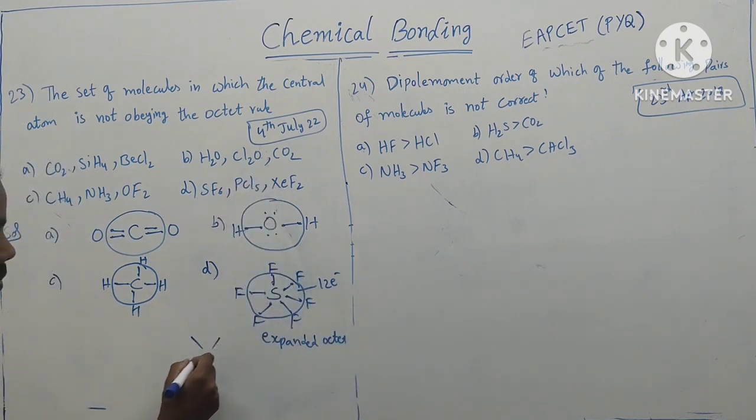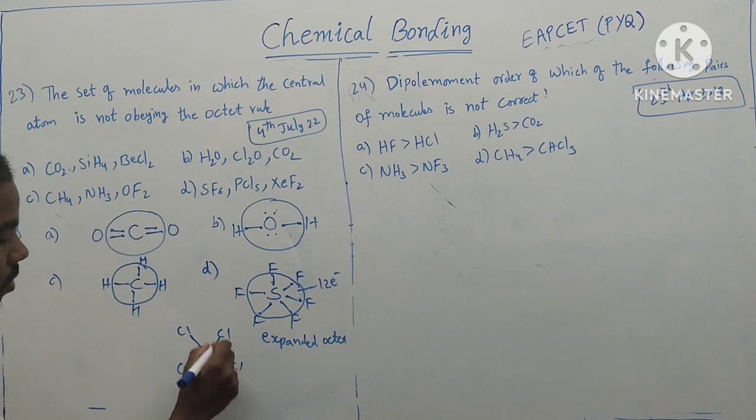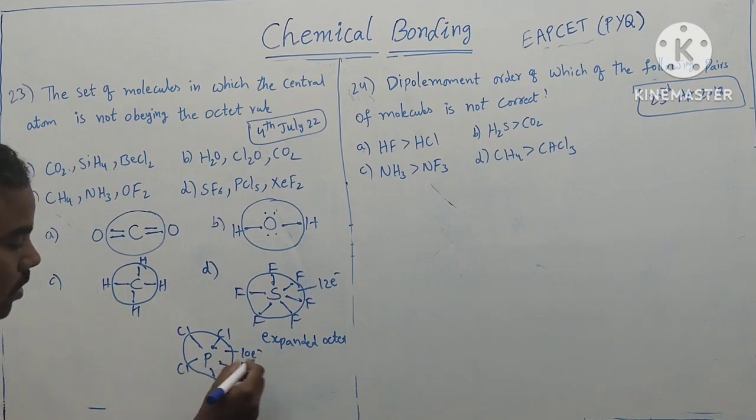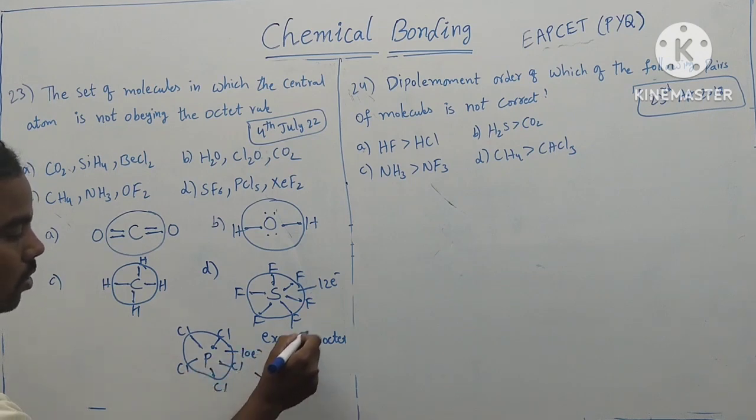Expanded octet, like PCl5. P, 1, 2, 3, 4, 5 chlorines. 5 into 2, how many electrons? 10 electrons. So here also the central atom has an expanded octet.